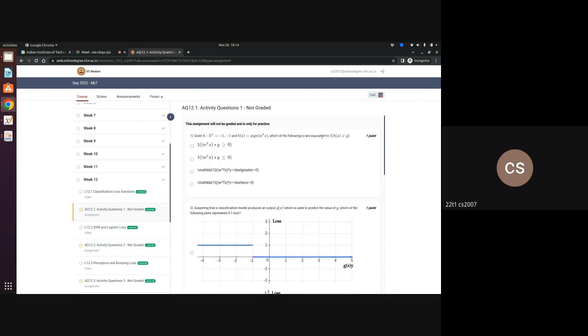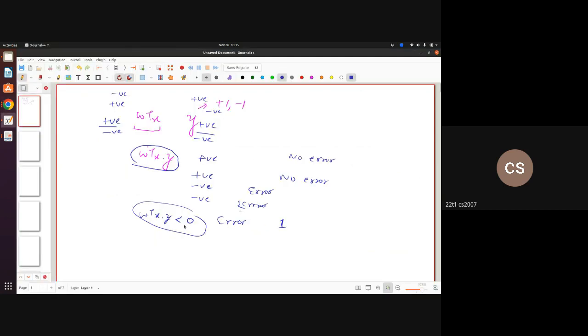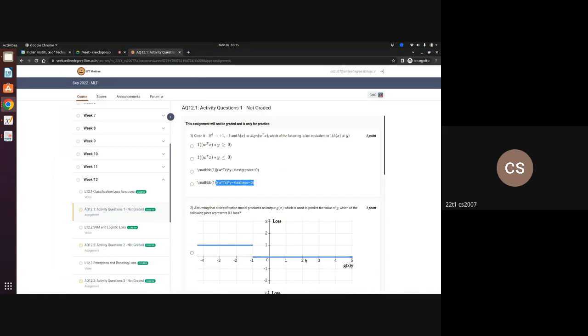So whatever we just understood, that's precisely the 0-1 loss. It can be written this way, or it can be written this way. That's what we saw: if W transpose X is less than 0, then there should be an error of 1. When W transpose X into Y is greater than 0, which means it is positive, that positive comes out when the sign matches, which means there is no error. So in that case, we give a penalty of 0. That's precisely your 0-1 loss.